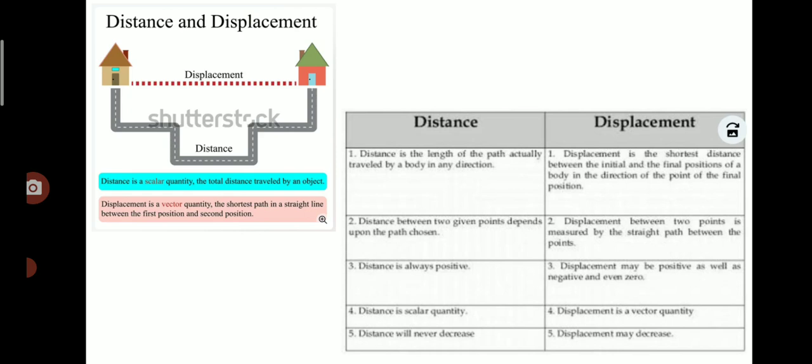Distance is always positive, but the displacement may be positive as well as negative and even zero. Distance is a scalar quantity while displacement is a vector quantity. Distance will never decrease while displacement may decrease. So these are some of the points of differentiation between distance and displacement.